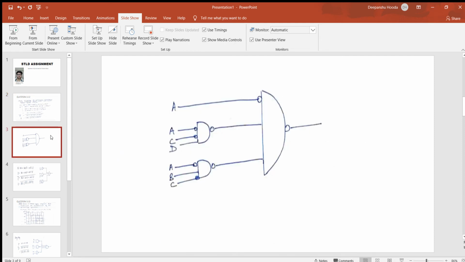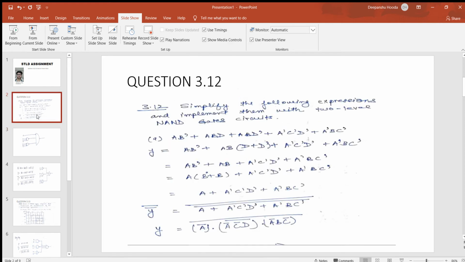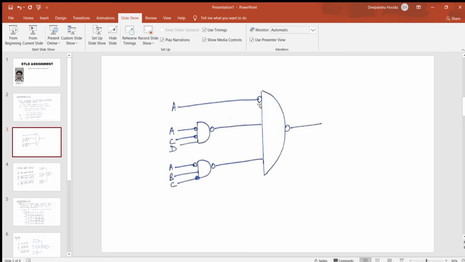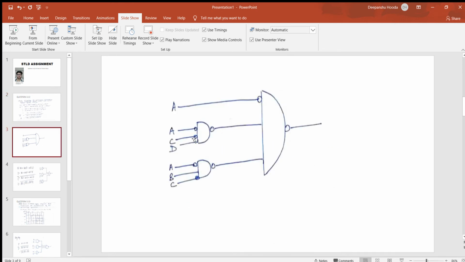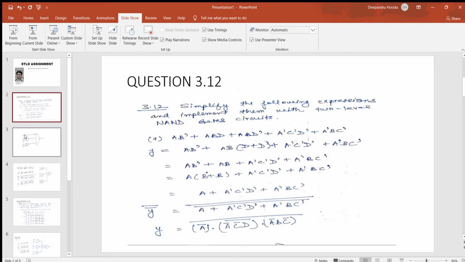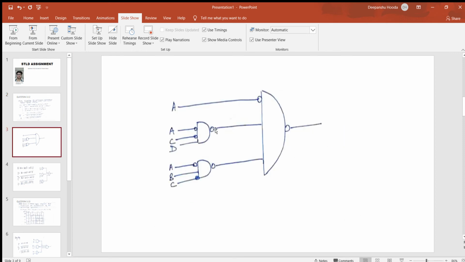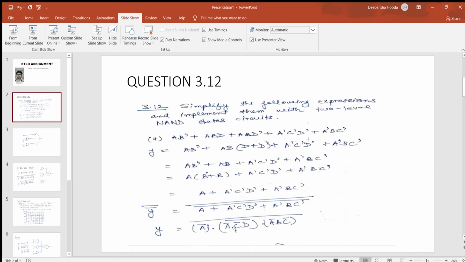As we can see, this is the circuit. Let's compare it with the expression that we had. The first one was A'. So we have A' here because we have used an inverter right here. Then we have (A'C'D')'. So we have A', C' and D, and then the whole dash, so we are using an inverter here because we have a whole dash right here. Then the next term is A'BC'.